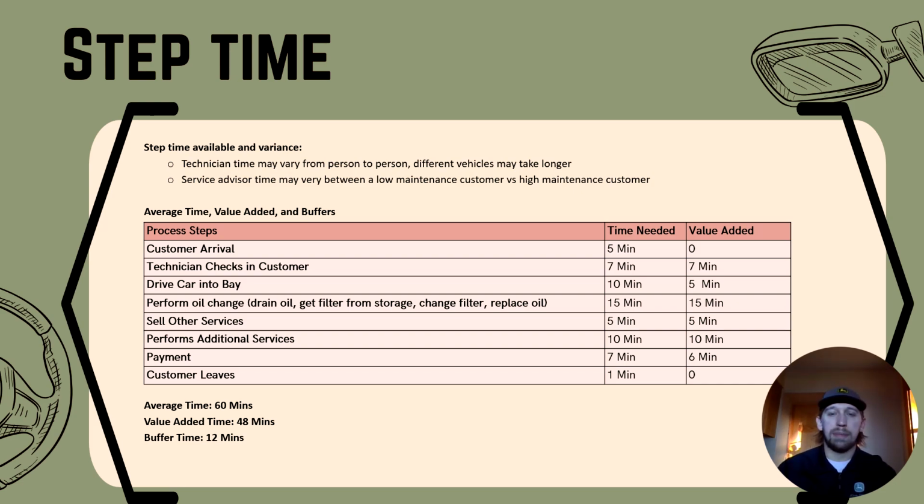You might have some buffer time when that customer arrives waiting in line to get checked in. You might have some where they have to wait for an open bay, and then you might have some waiting in line for payment or something along those lines. But overall, we estimate that you might have around 48 or 49 minutes of value added time and a total time of 60 minutes, which leaves 12 minutes of buffer time in the process.